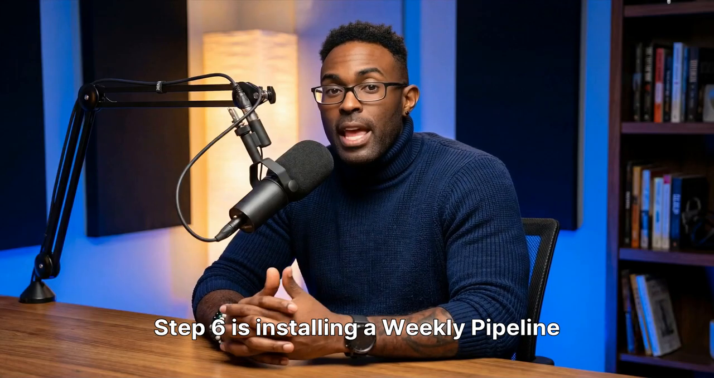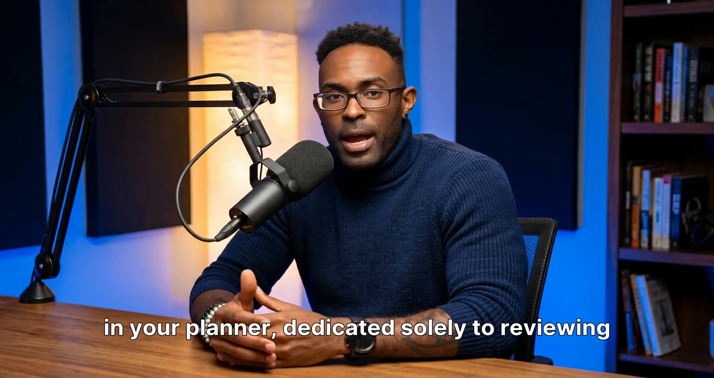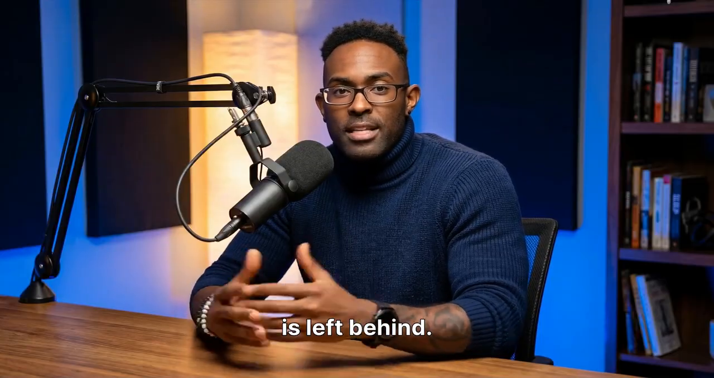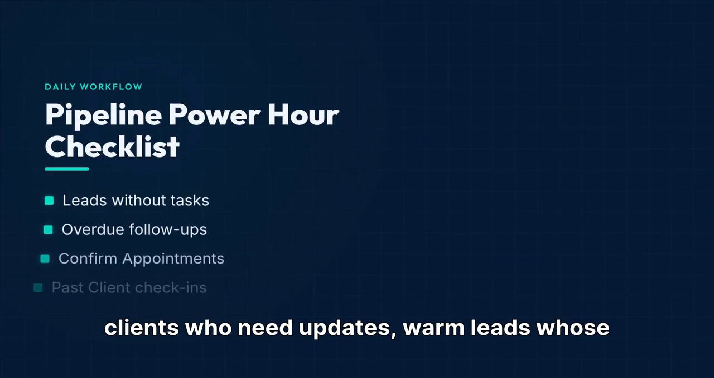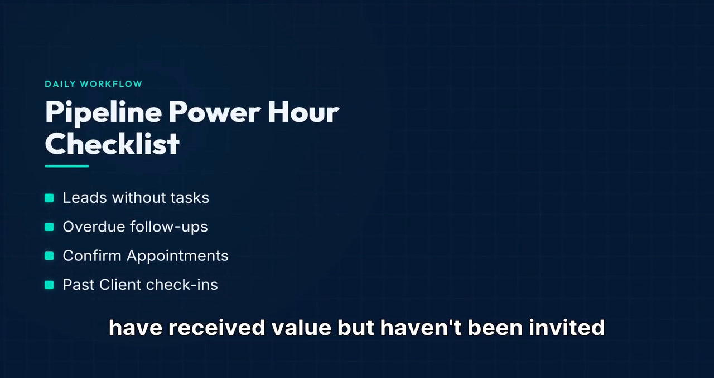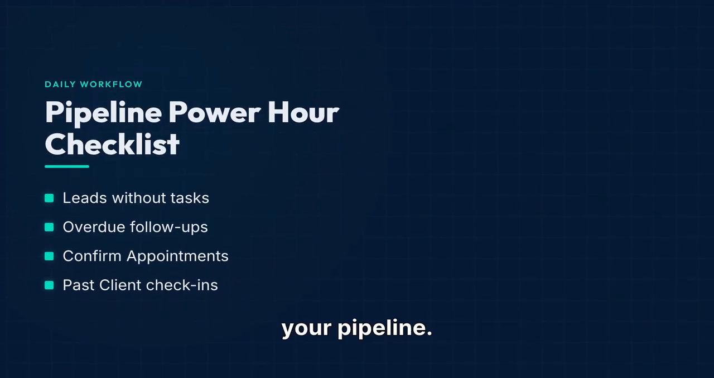Step 6 is installing a weekly pipeline power hour. This is one recurring hour placed firmly in your planner, dedicated solely to reviewing the health of your machine. This is where we ensure no lead is left behind. During this hour, you check on everyone: active clients who need updates, warm leads whose circumstances may have changed, and prospects who have received value but haven't been invited to take the next step. If you protect this hour, you protect your pipeline.